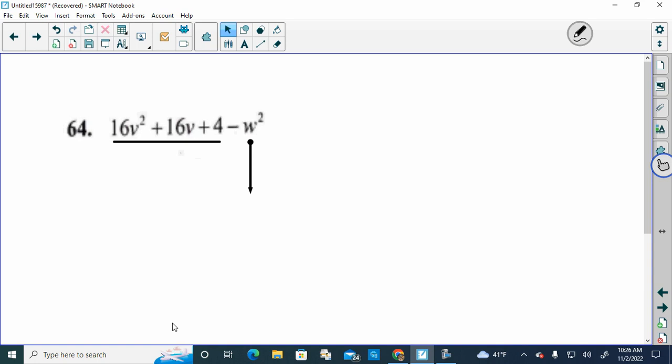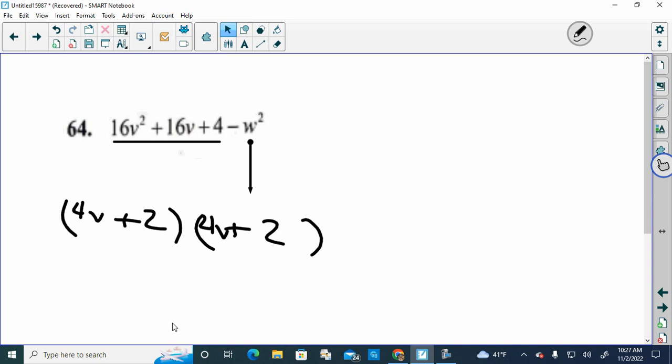So number 64. So 16b squared plus 16b plus 4. So just like the last one, you've got a perfect square in the first one, perfect square in the third one. So let's check it. Okay, so my signs are going to be same. They're both going to be plus. We're going to try the square root of 16. So I'm going to put 4b and 4b. Square of 4, 2. Okay, so if I were to check this, right, that gives me 8, that gives me 8, which gives me back to 16, just like the last one.